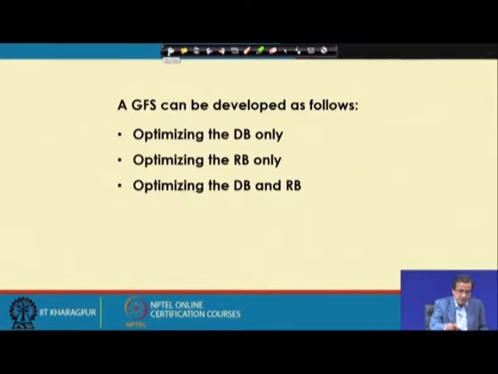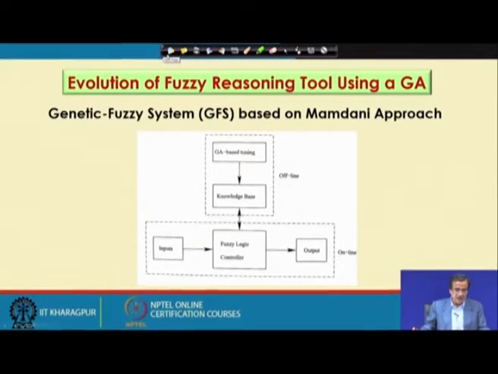Now, I am going to another area where we can evolve the fuzzy reasoning tool using a genetic algorithm. The basic purpose of this fuzzy reasoning tool and this network is exactly the same. Here also we can find out the input-output relationship for a particular process or system. But there is a basic difference. The difference lies in the way we represent the fuzzy reasoning tool and this network.